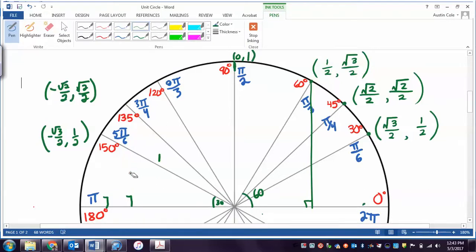Okay, and then our reference angle for 120 is 60. So what do we have to do up here? Negative 1/2. And what's my y? Square root of 3 over 2.